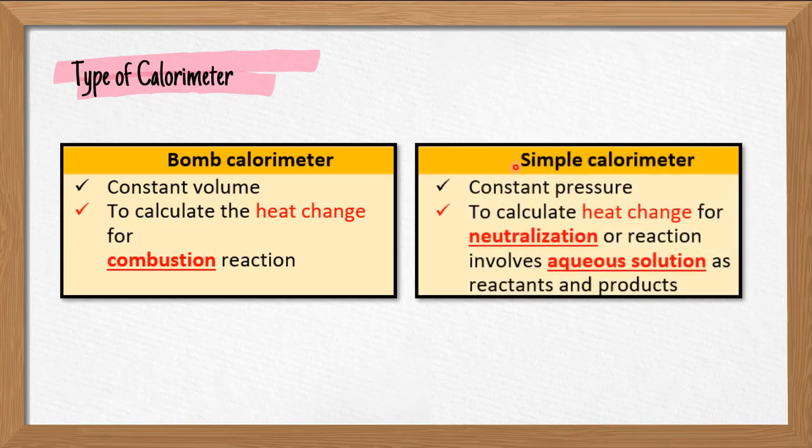The other type of calorimeter is the simple calorimeter, sometimes referred to as the coffee cup calorimeter, which operates at constant pressure. The simple calorimeter is mainly used to calculate the heat change for a neutralization reaction, or reactions that involve aqueous solutions as their reactants and products. For example, you react two salt solutions to produce another two salt solutions. So it involves aqueous solutions in the reaction.